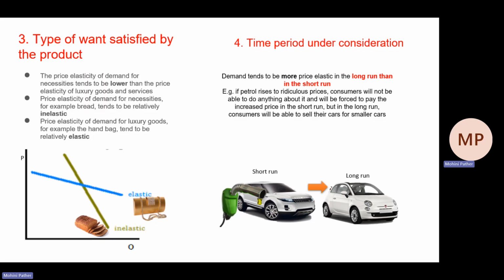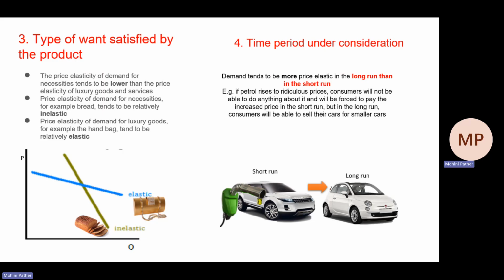Then there's the type of want that can be satisfied with the product. The price elasticity of demand for necessities tends to be lower than the price elasticity for luxury goods, obviously. So when we're looking at bread, the elasticity is quite inelastic. Okay, we don't have a lot of wiggle room with the price of essentials that people need to survive. That's why they will, for example, raise VAT on every other product except essentials. It's just because obviously of the societal benefits.